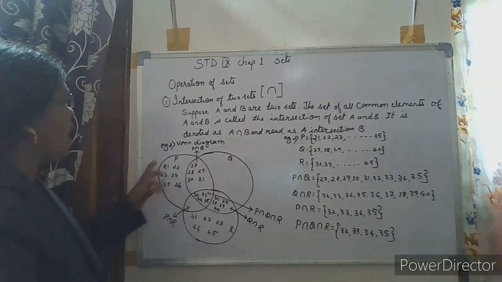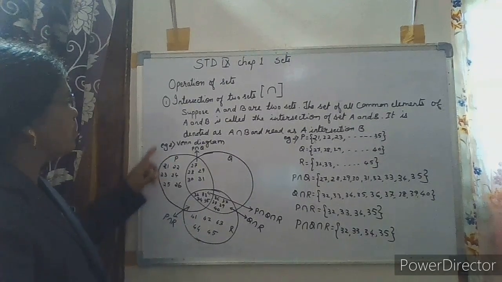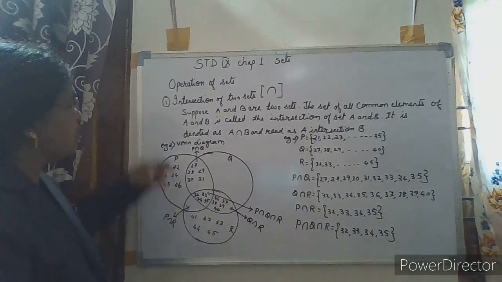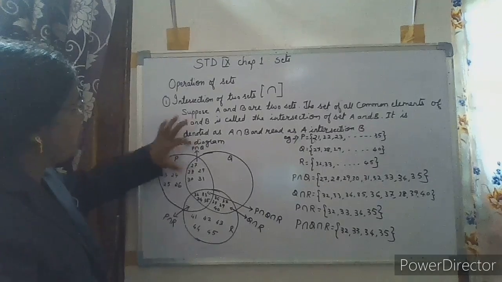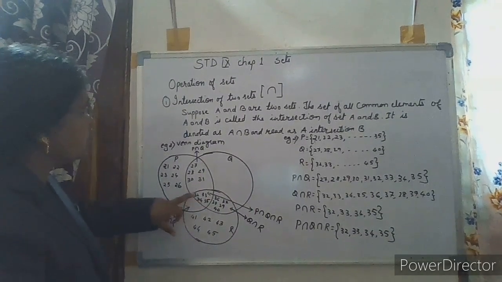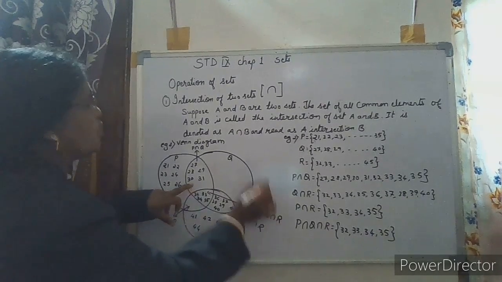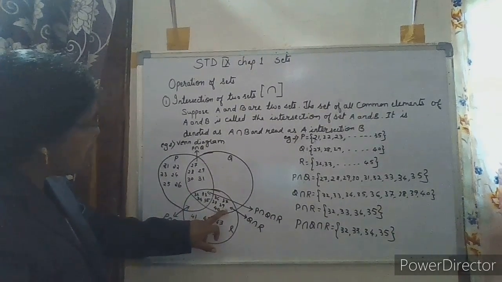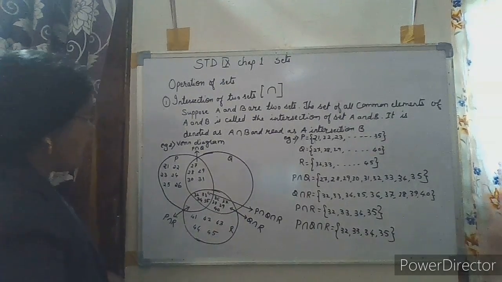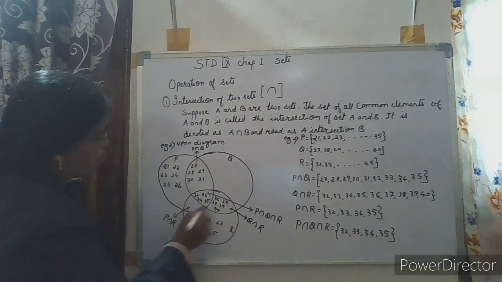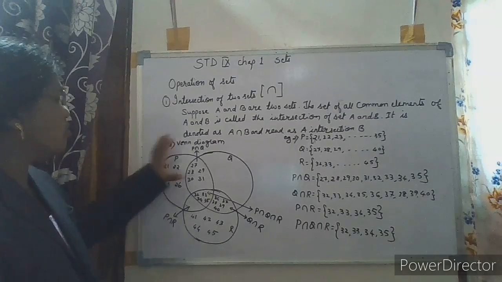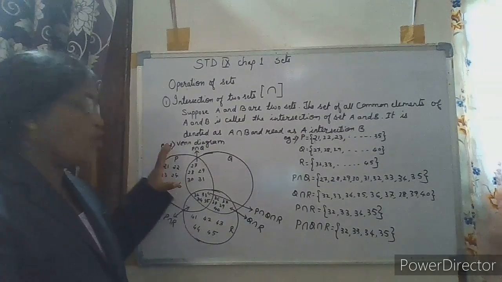So you can see that set P is completely done here. Set Q is also completed and set R is also completed, showing P intersection Q this part. This mid part is showing P intersection Q intersection R. This full part is showing Q intersection R, and this full intersection part is showing P intersection R. So this is the Venn diagram for 3 sets.